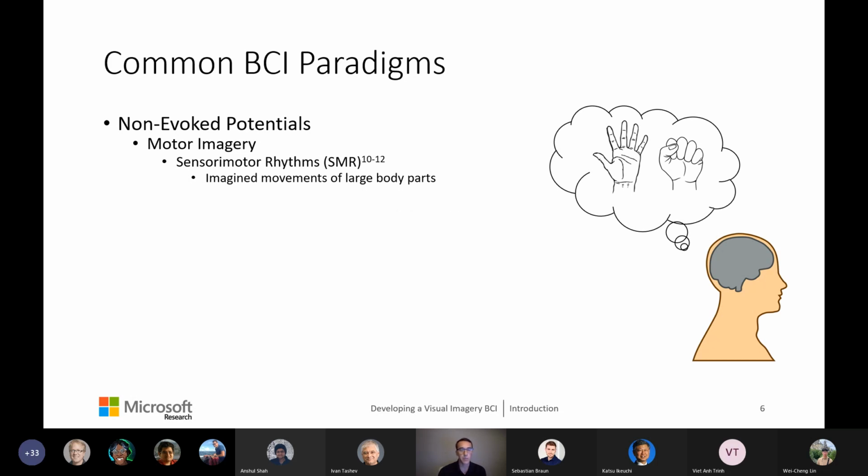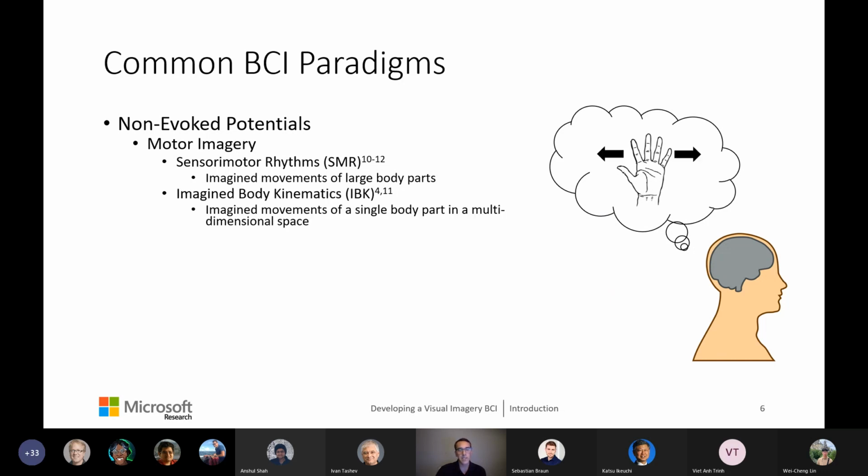This would be mostly imagery-based paradigms, and by far the most studied one is motor imagery paradigms. For example, a motor imagery paradigm like sensory motor rhythms could be the imagined movements of large body parts. For example, you might be imagining opening and closing your right versus your left hand.